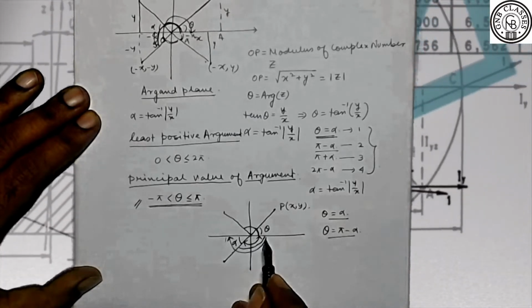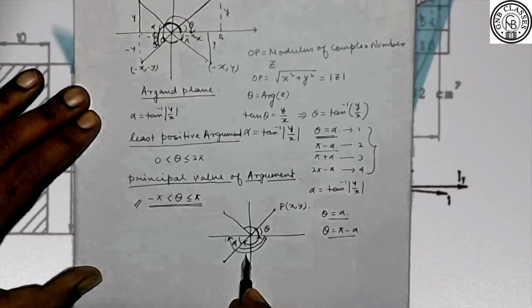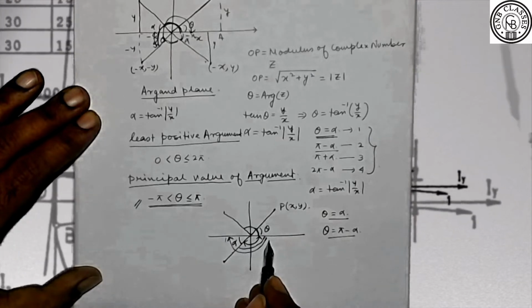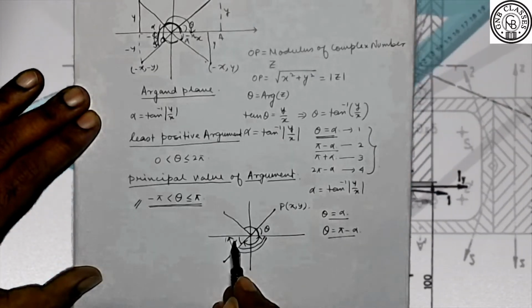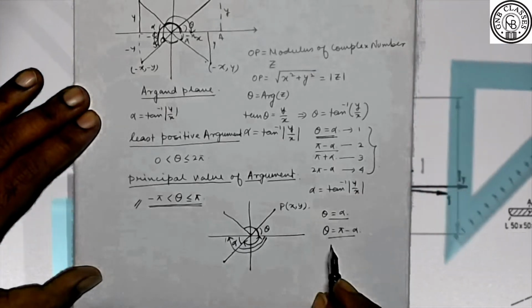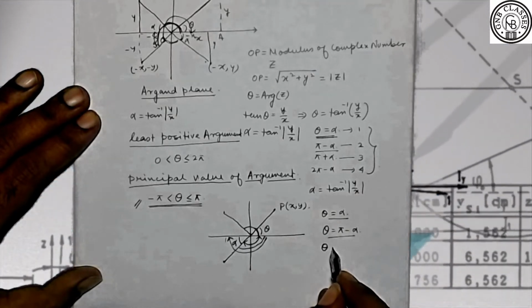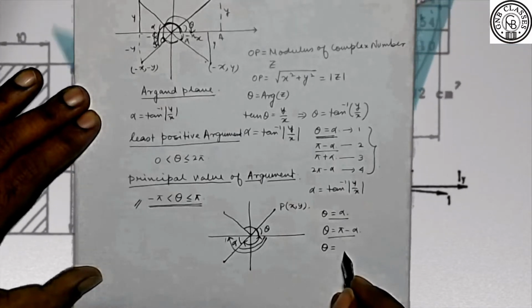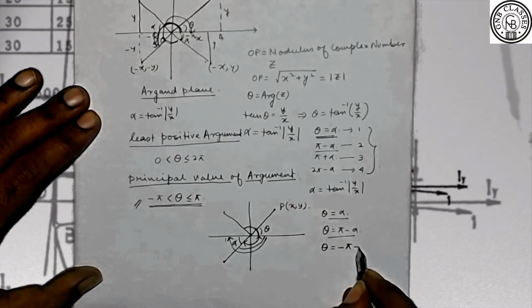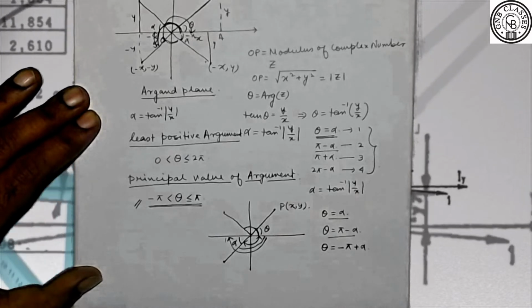To get this angle, what we will do, we will write minus pi. This is minus pi because we are moving in the clockwise direction. Minus pi plus alpha. Therefore, the argument of the complex number when the point is in the third quadrant is minus pi plus alpha. Is it clear?